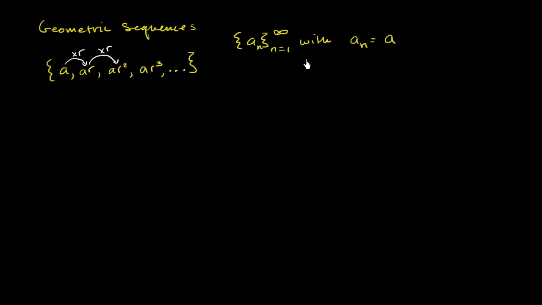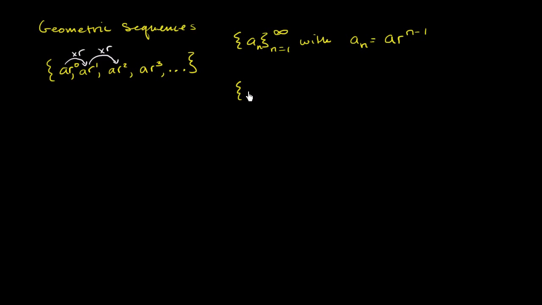It's going to be a times r. And just to be clear, a is the same thing as a times r to the 0th power. r to the 0 is just 1. This second term is ar to the first power. The third term is ar to the second power. It looks like the nth term is going to be ar to the n minus 1. And you can verify it. If you want the second term, you're going to say a times r to the 2 minus 1, a times r to the first power. It works out. This is defining it explicitly.